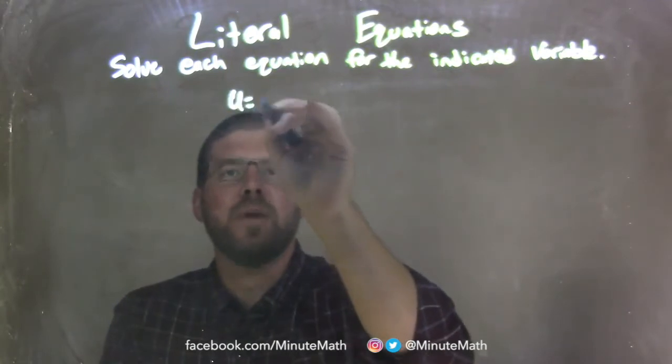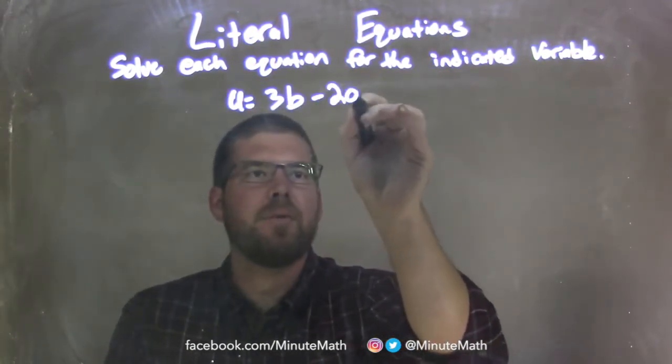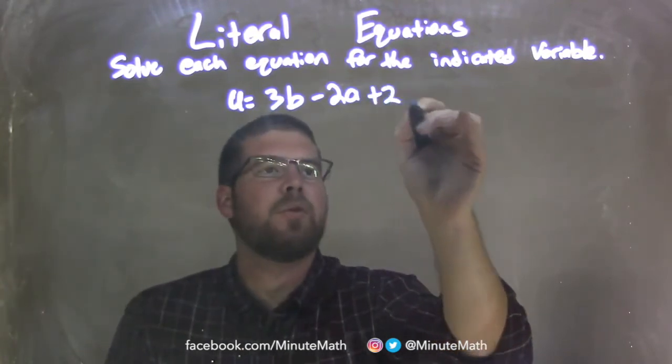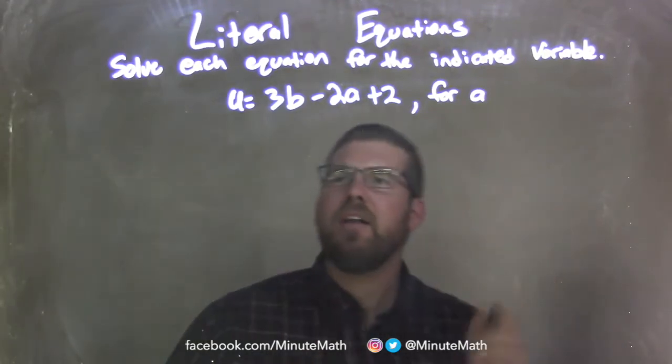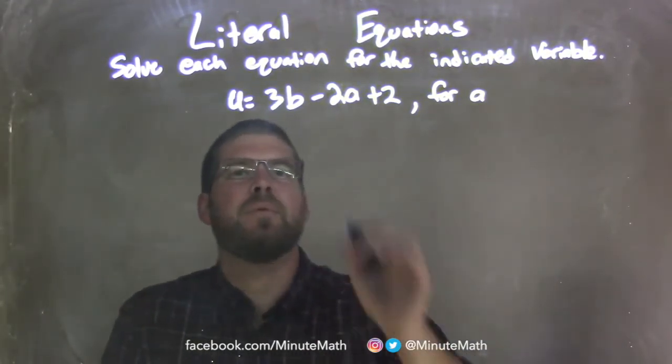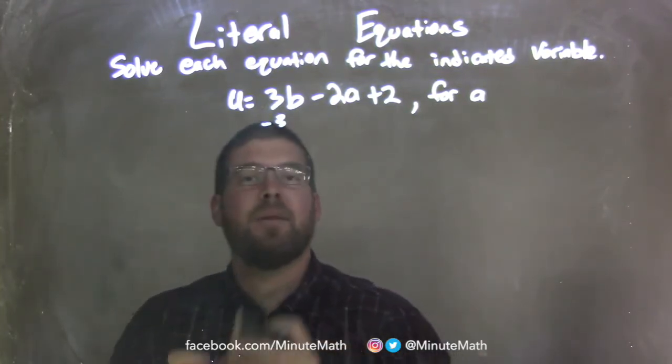Equation: u equals 3b minus 2a plus 2. And we're going to solve that for a. Okay, so we're going to get a by itself. Well, this one so far is fairly simple. If I bring my 3b over, I can subtract the, sorry, I'm not doing that step yet.